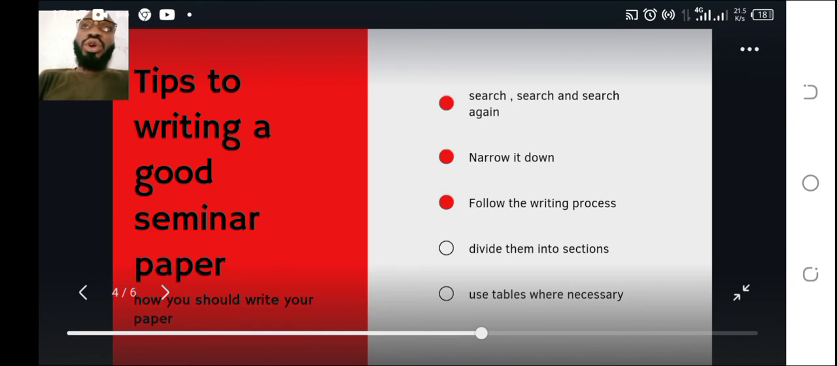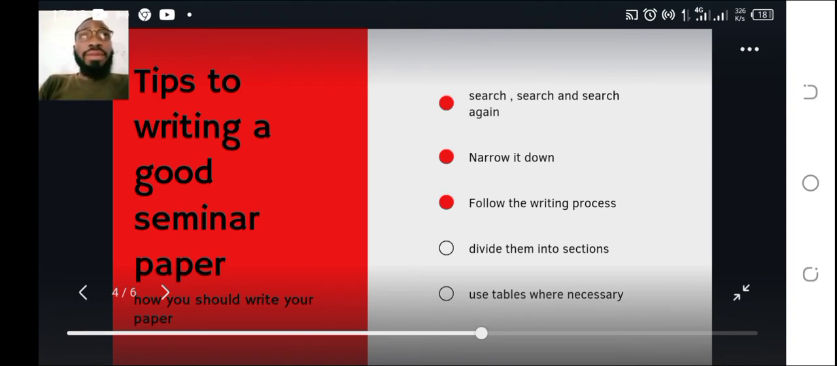It doesn't make your work look boring. It doesn't make your work look bulky. It doesn't make it boring to your lecturer. Most times it looks all compounded to your lecturer, and when you submit it, it's all big and bulky to his face. So divide them into sections. Having a goal in your mind will help you divide them into sections.